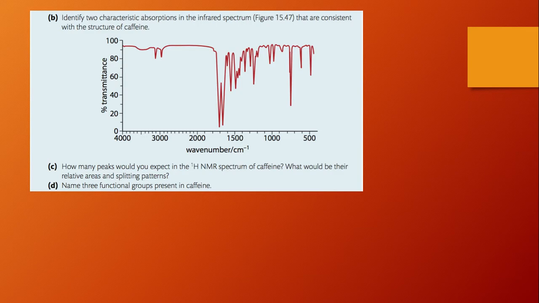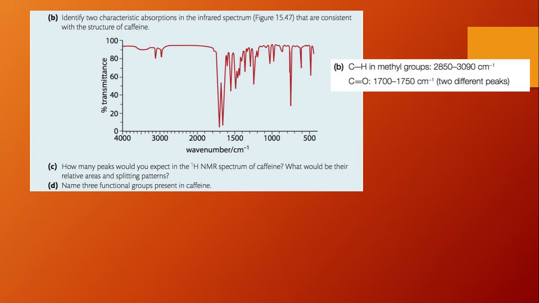Letter B. Identify 2 characteristic absorptions in the infrared spectrum that are consistent with the structure of caffeine. Okay, there are a couple that you could include, which include the C to H, for example, in methyl groups. The other one is the C double bonded to an O. That would be around 1700 to 1750.